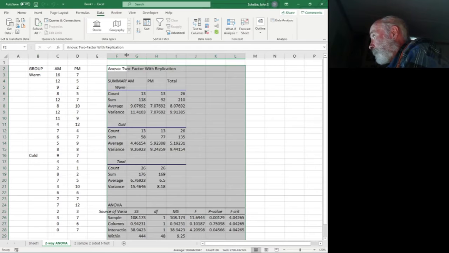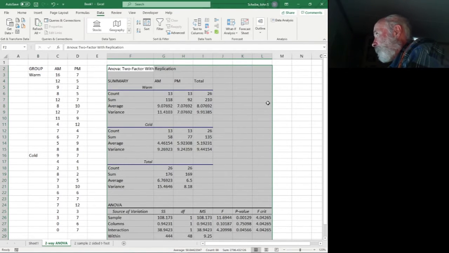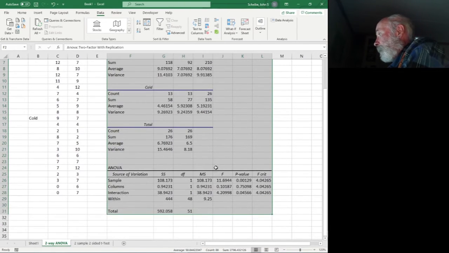Let me make this first column a little bit bigger so that we can see what's going on. These are just summary statistics, AM versus PM here, warm day versus cold day. And these are the total values down here. What we care about is this table down here, what's referred to as the ANOVA table. Here we have the sample is for warm versus cold, columns, that's AM versus PM, and here's something called an interaction term. So is there a relationship between AM and PM on a cold day versus a warm day?